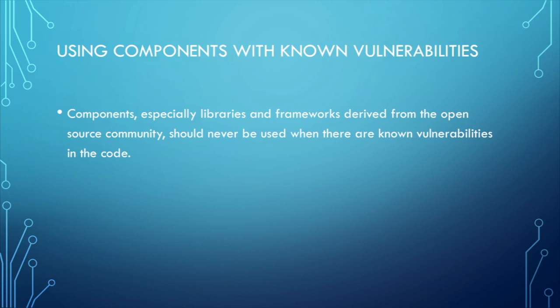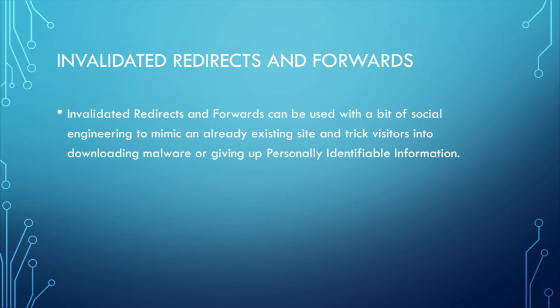Using components with known vulnerabilities. Components, especially libraries and frameworks derived from the open source community, should never be used when there are known vulnerabilities in the code. Invalidated redirects and forwards can be used with a bit of social engineering to mimic an already existing site and trick visitors into downloading malware or giving up personally identifiable information.